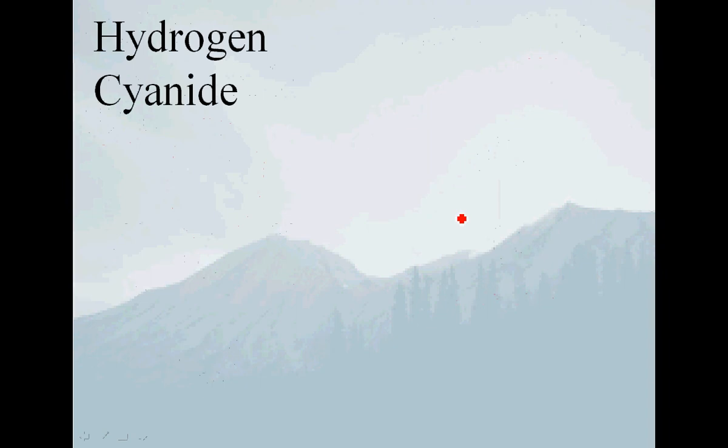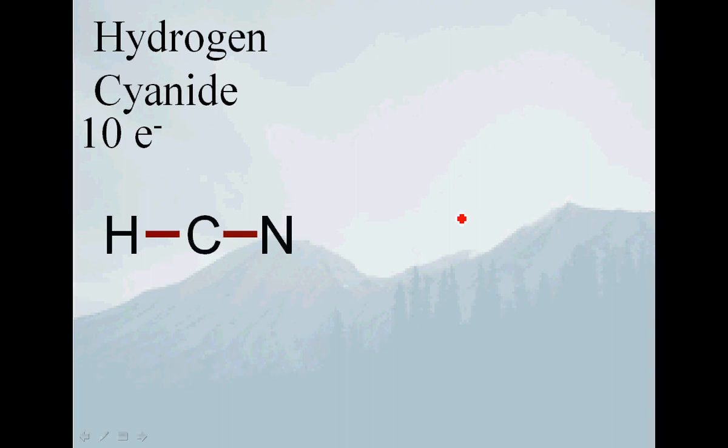Hydrogen cyanide. Formula for hydrogen cyanide is HCN. So 1 nitrogen, 1 carbon, 1 hydrogen gives me a total of 10 valence electrons. Sorry, there's no oxygen. 5 from the nitrogen, 4 from the carbon, 1 from the hydrogen. That's where I get 10. Where did I get the oxygen? I don't know. I wasn't thinking. I apologize. 10 valence electrons.